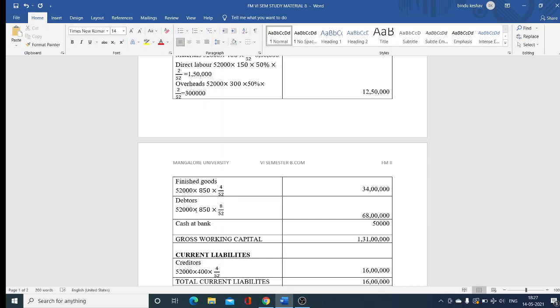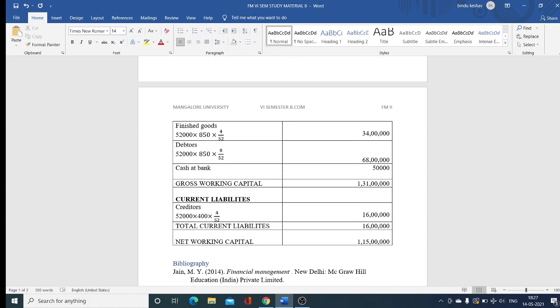So 52,000 multiplied with 850, that is the total cost of sales, and 8 weeks time is given. 8 divided by 52, so we get it as 68 lakhs. So debtors, here we are considering the cost of sales. In this case, the total cost itself is the cost of sales. Cash at bank is 50,000. Then we add all these items. When we add all these items, we get the total as 1 crore 31 lakhs.